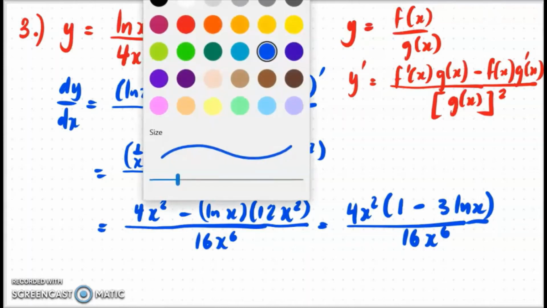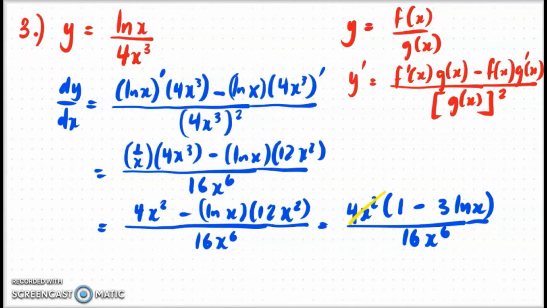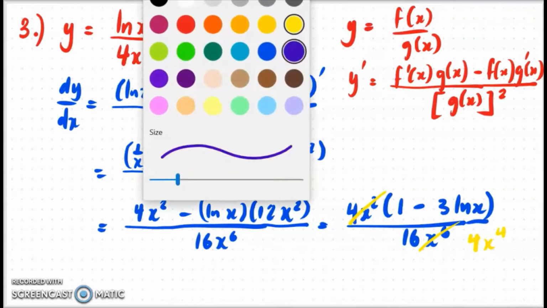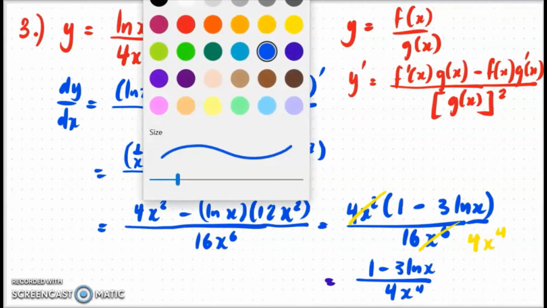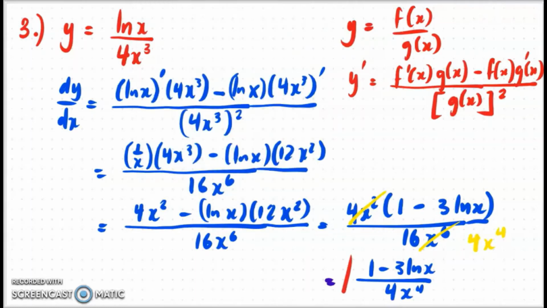And now we can cancel 4x squared. So what will be left? We will only have in the denominator 4x raised to 4, right? So finally, our final answer will be 1 minus 3 ln x all over 4x raised to 4. So that's it for our third example.